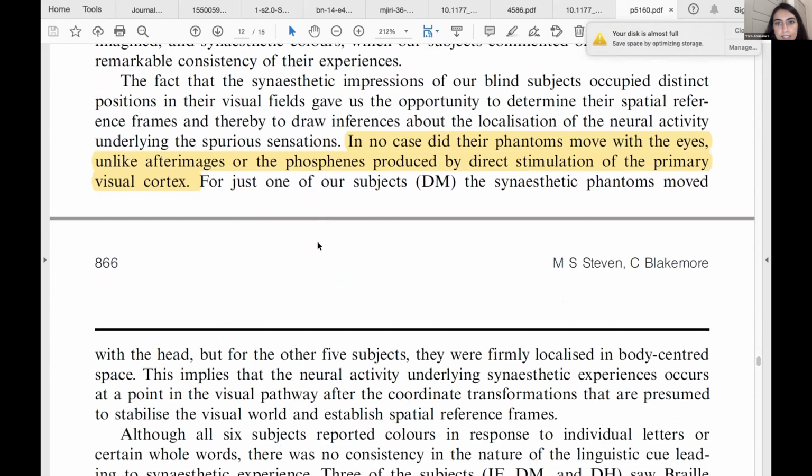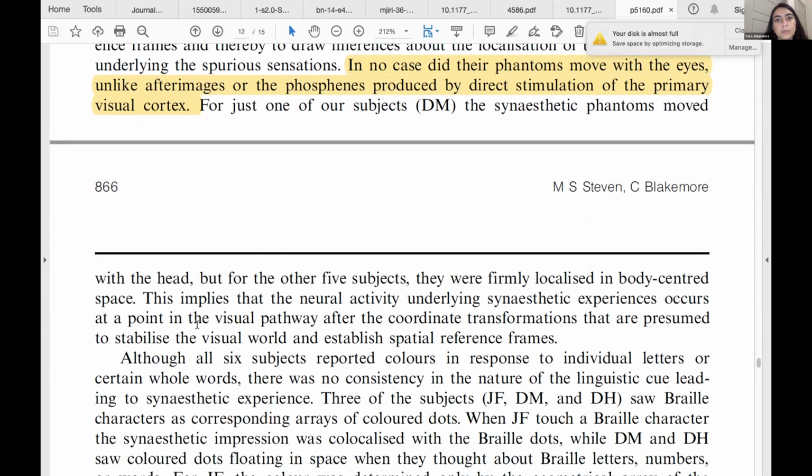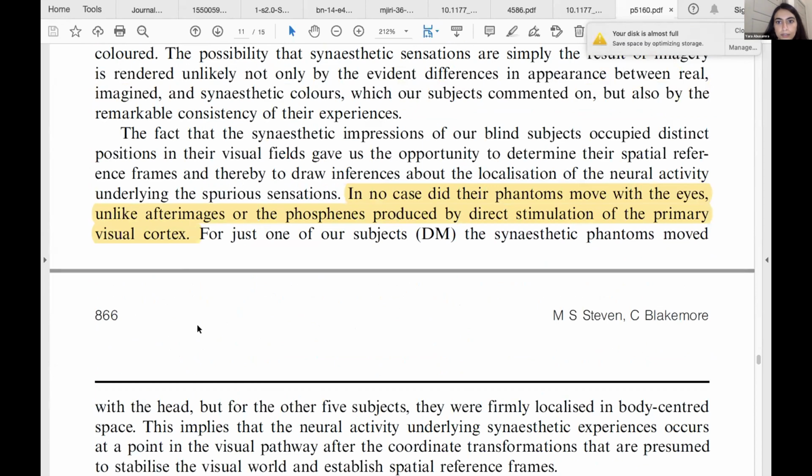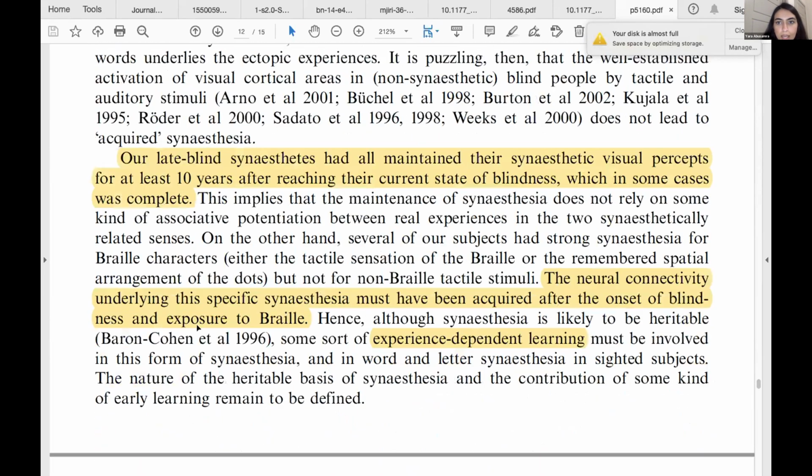Another interesting point is that those phantoms, or perceptions, did not move with the subject's eyes. With direct stimulation of the primary visual cortex, if it were stimulated in a different area, the appearance of color would move. However, in this specific study, for people with synesthesia, it did not, per their description.